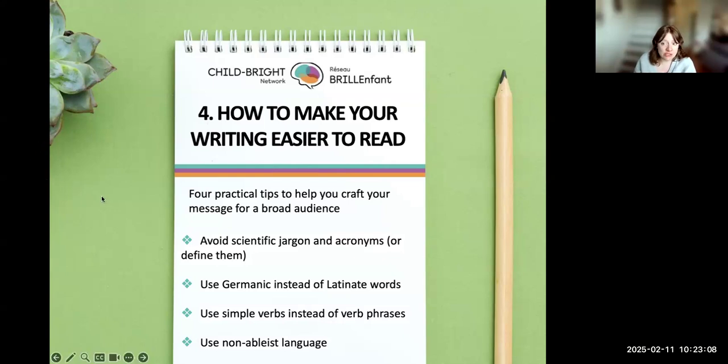Another one that is maybe less intuitive is to use Germanic words instead of Latinate words. By that, I mean English words that are derived from Proto-Germanic versus ones that are derived from Latin. I'm going to explain that a bit more later. Third, use simple verbs instead of verb phrases. This is really about being as concise as possible. And finally, this is especially relevant for the Child Bright Network, but I think is applicable to most fields, use non-ableist language.